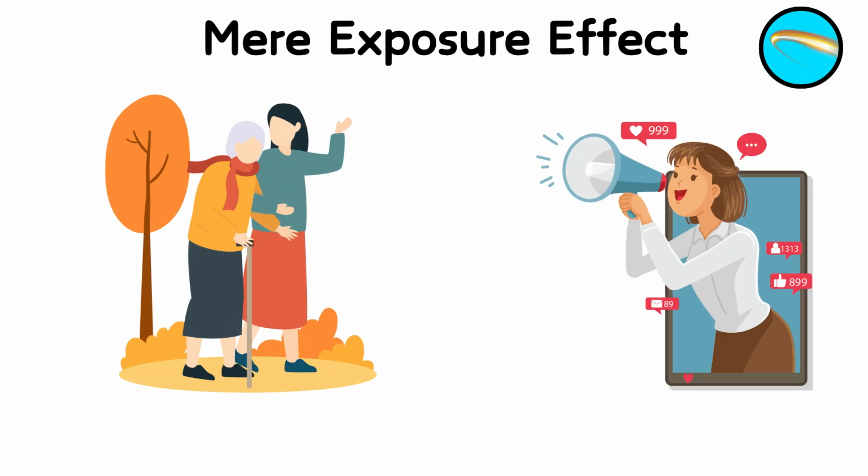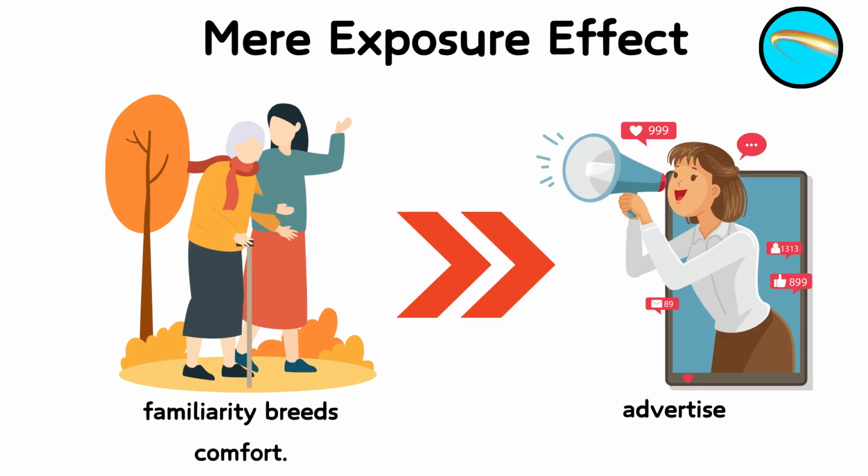This effect occurs because familiarity breeds comfort. We find comfort in what we know, and this comfort translates into a preference. This is why companies frequently advertise their products. Repeated exposure can make us favor one product over another, even if we're not aware of it.